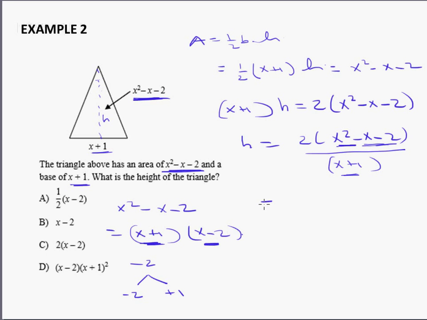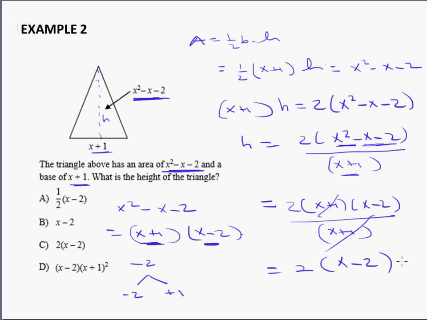So that means this h here is equal to 2 times x plus 1 times x minus 2, divided by x plus 1. And obviously x plus 1 cancels x plus 1, and this becomes 2 times x minus 2. All right, so the height of the triangle will be 2 times x minus 2, which happens to be your answer choice C here.